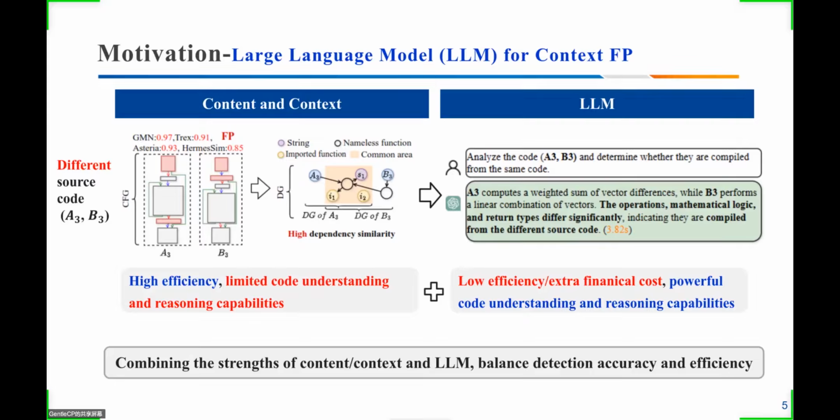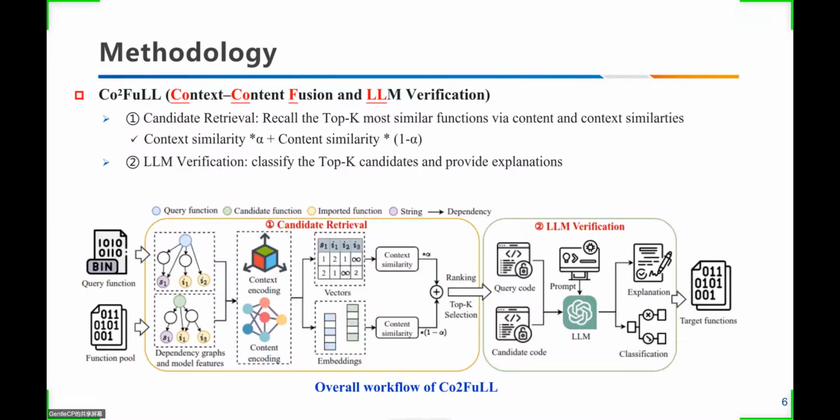Considering the strengths of the context, content, and the LLM, our key idea is to combine the strengths of them to balance detection accuracy and efficiency. We propose Corfu, a context content fusion and LLM verification approach.